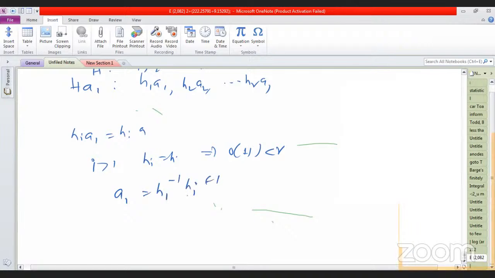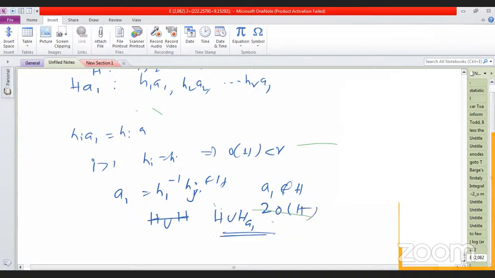HI belongs to H. This is J. HI inverse HJ belongs to H. That is a contradiction to A1. It does not belong to H. So therefore, we can write H union of HA1. H union of HA1, that is 2 order of H.